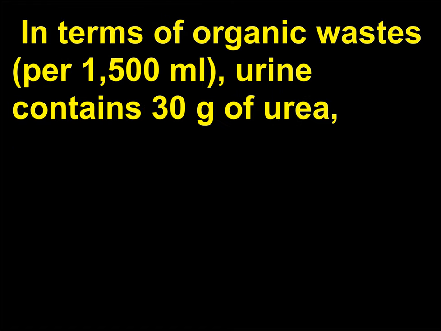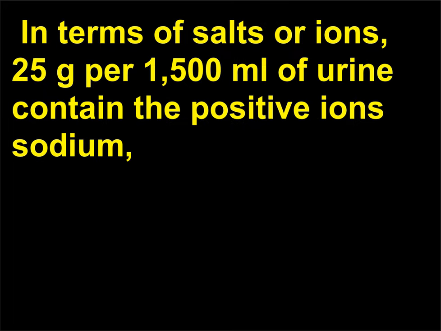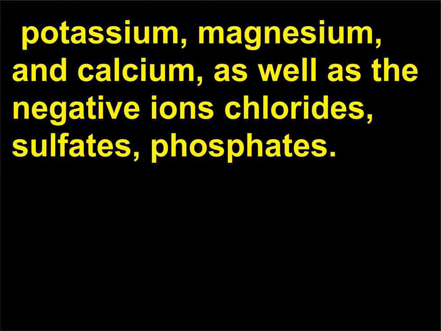In terms of organic wastes, per 1,500 ml, urine contains 30 g of urea, 1 to 2 g each of creatinine and ammonia, and 1 g of uric acid. In terms of salts or ions, 25 g per 1,500 ml of urine contain the positive ions sodium, potassium, magnesium, and calcium, as well as the negative ions chlorides, sulfates, and phosphates.